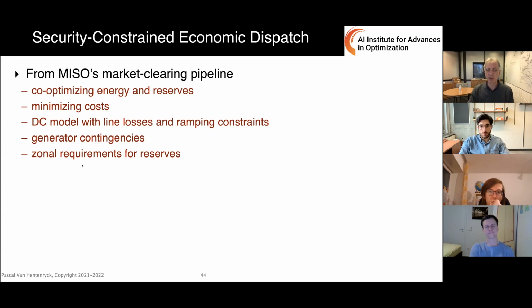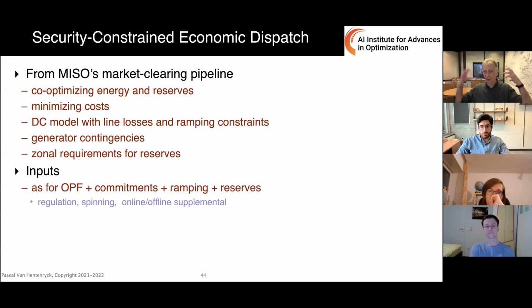And then they have various kinds of zonal requirements for the various reserves. So the problem gets a lot more complicated, and that's what I was alluding to in the beginning of the talk. So you not only have all the inputs of the OPF, but now you have the commitments of the generators, you have the ramping constraints, you have the reserve requirements, and so on. And there are at least three different types of reserve that you have to accommodate.